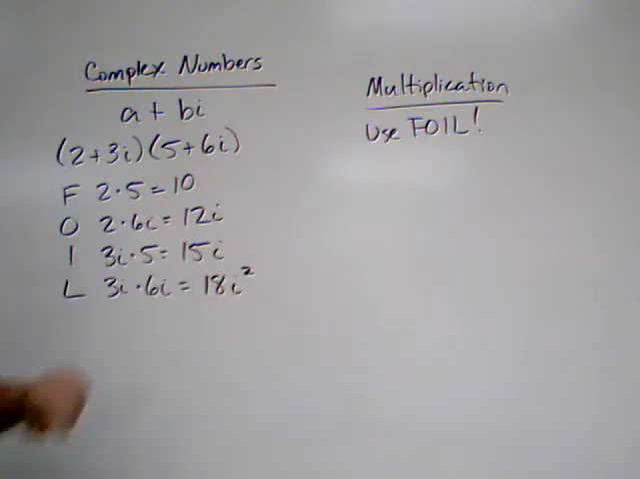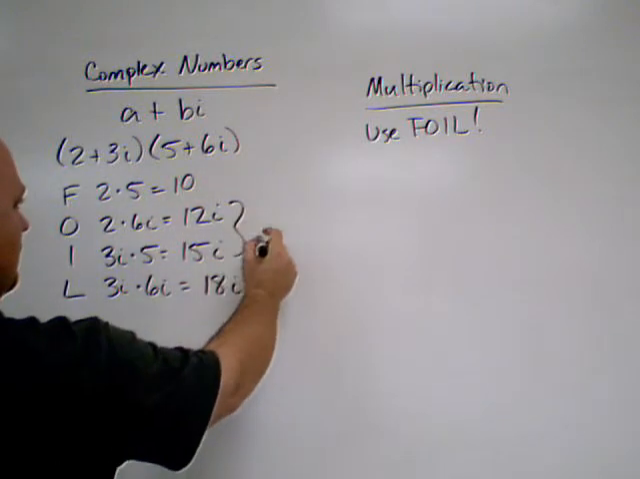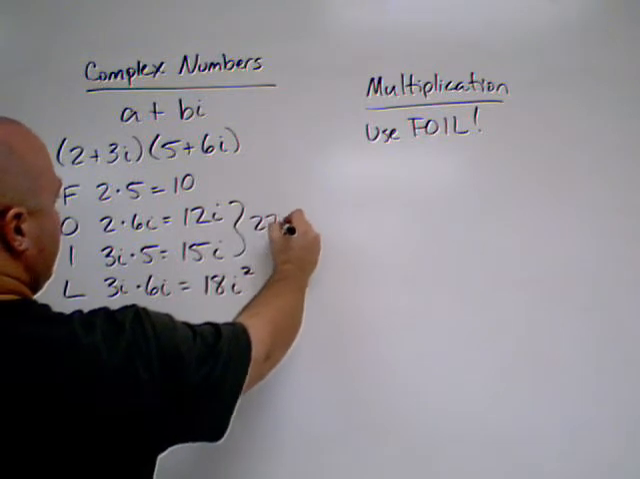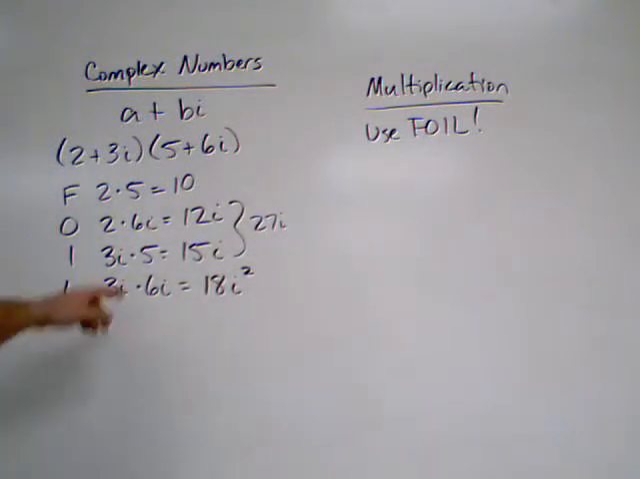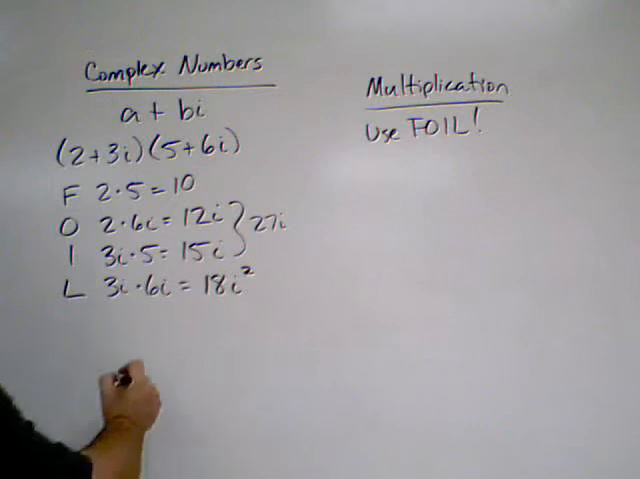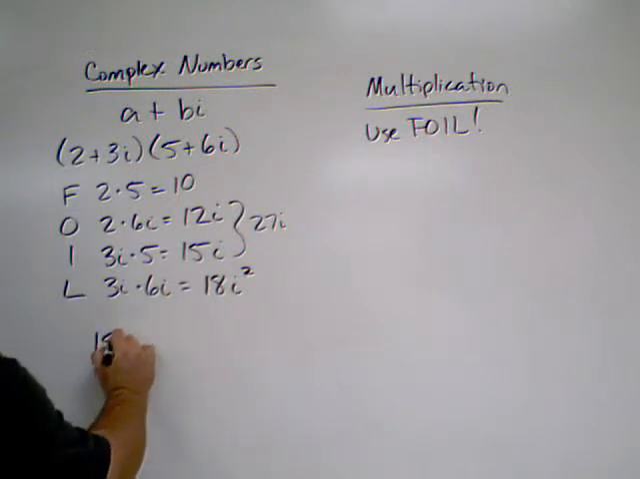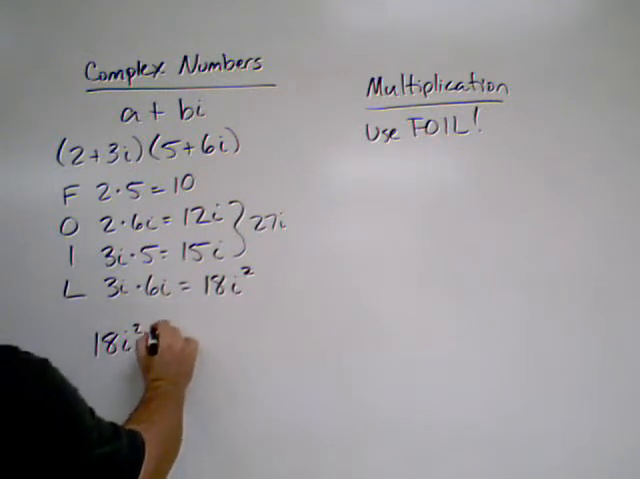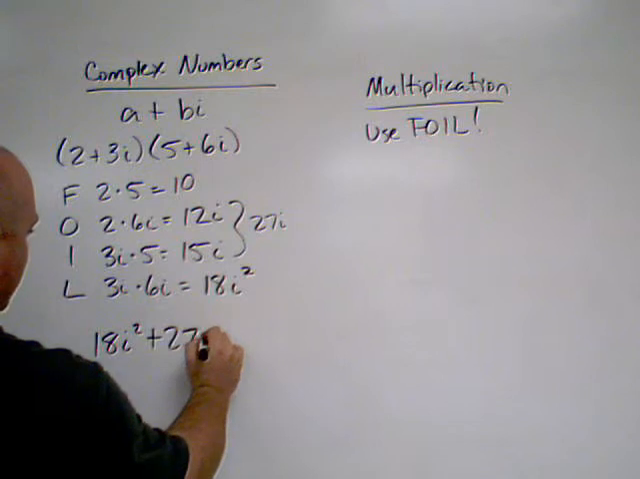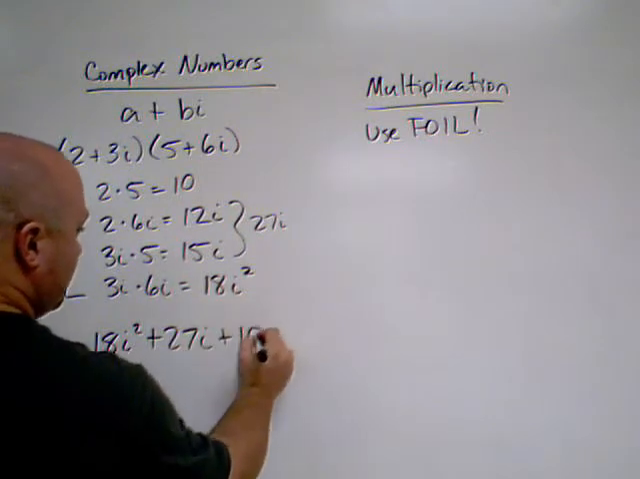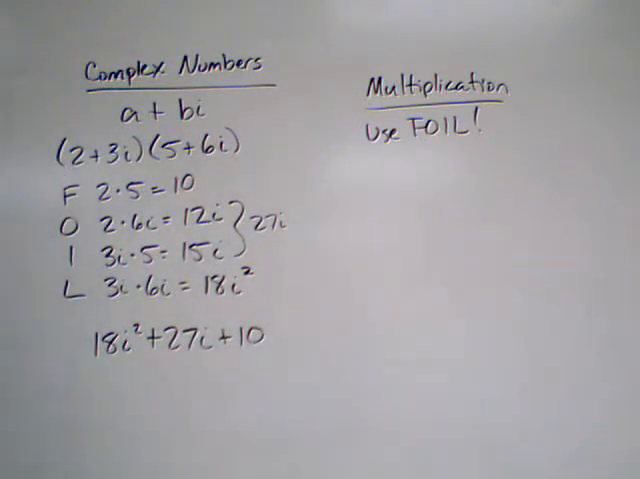So if we combine our like terms here in the middle, we end up with 27i. And so you would think that we would end up with an answer looking like this. 18i squared plus 27i plus 10, right? Well, it's not going to be that simple, because this part right here can be simplified.